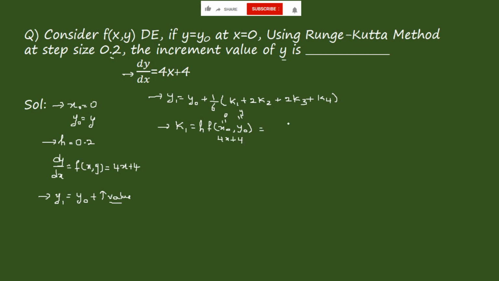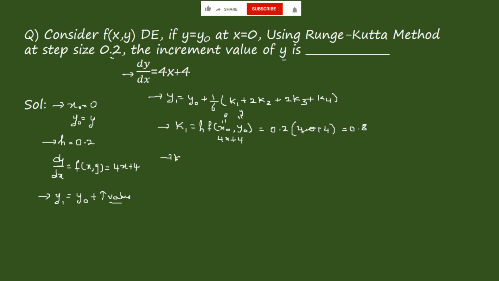So we'll substitute the values. h is given as 0.2, into 4x plus 4, where x is 0. So it becomes 4 into 0 plus 4, which is equal to 0.8.